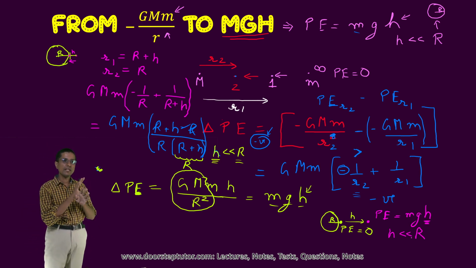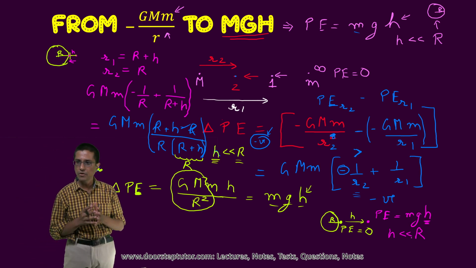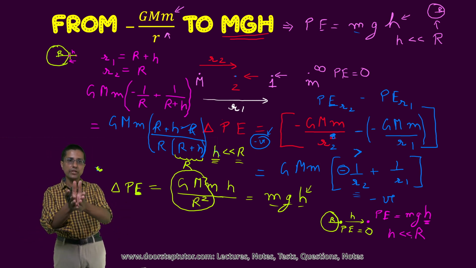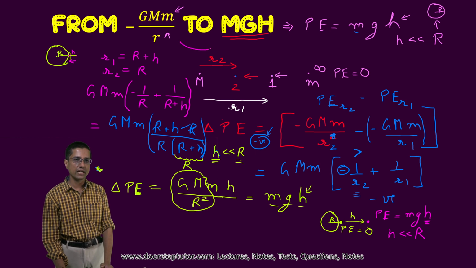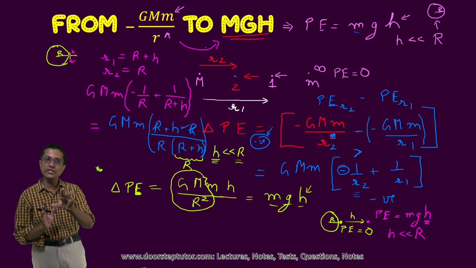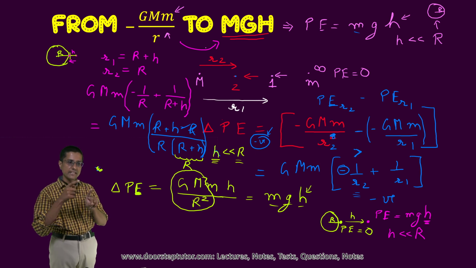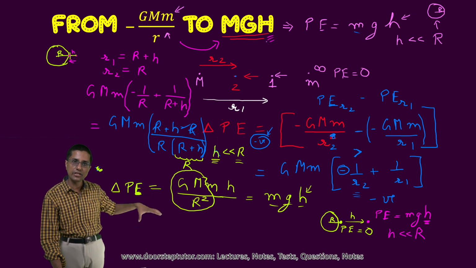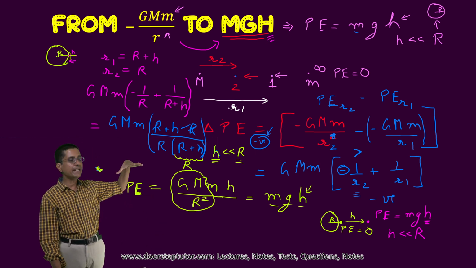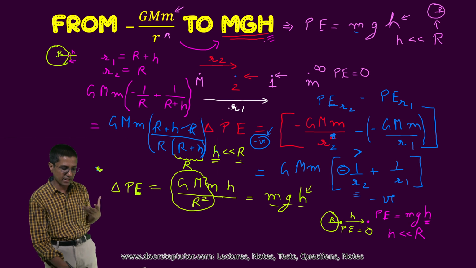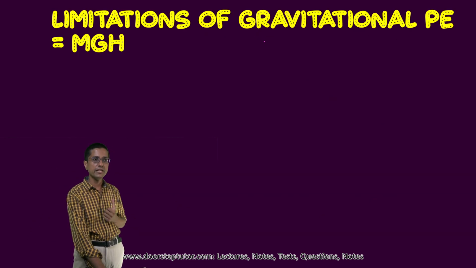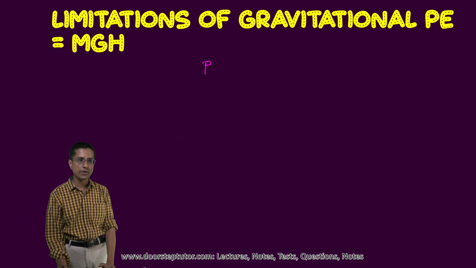So hopefully all of these things are demystified now. Now we completely understand what minus GMm upon r means, and how we came from here to here under which simplifying assumptions. There are two assumptions that we made. One is that potential energy is 0 on the surface of the earth. Second is that the heights we are dealing with are very small compared to the radius of the earth. And under those simplifying assumptions, we can use PE equal to mgh.